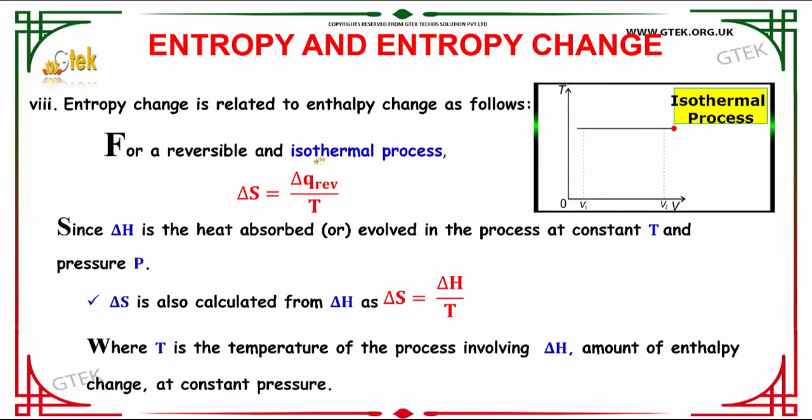Let's move on to think about the isothermal process. Entropy change is related to the enthalpy change as follows. For a reversible and isothermal process, delta S is equal to delta Q reversible divided by T, where delta H is the heat absorbed or evolved in the process at a constant temperature T and a pressure P. So delta S is calculated from delta H as delta S is equal to delta H divided by T, where T is the temperature of the process involving delta H and the amount of change at constant temperature and pressure.